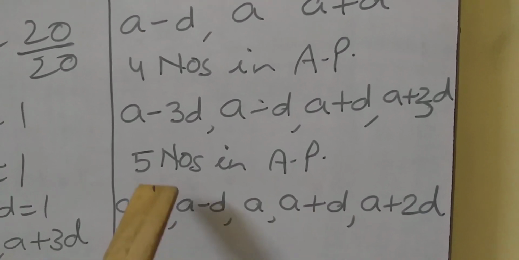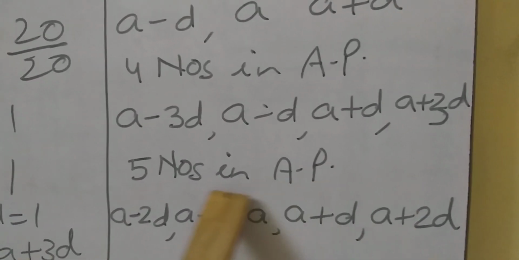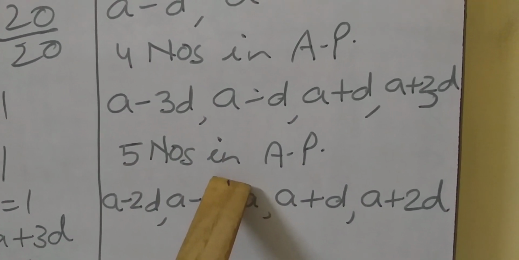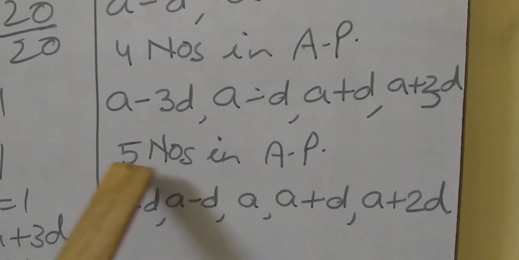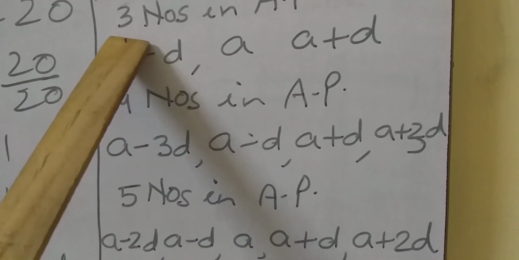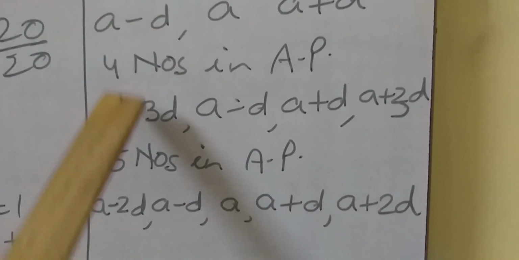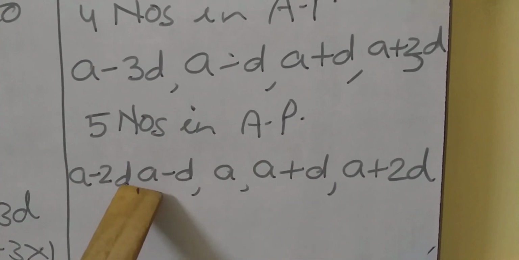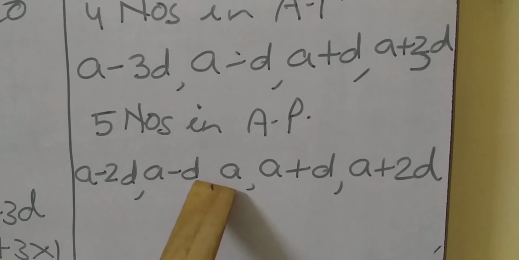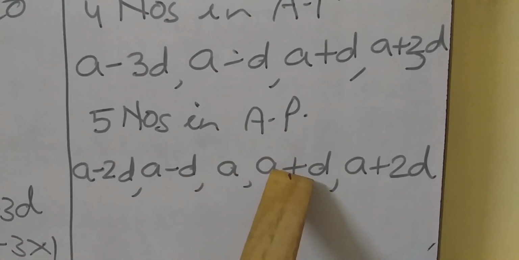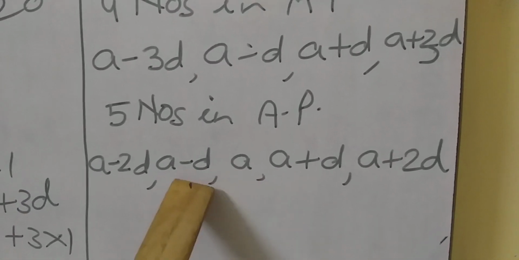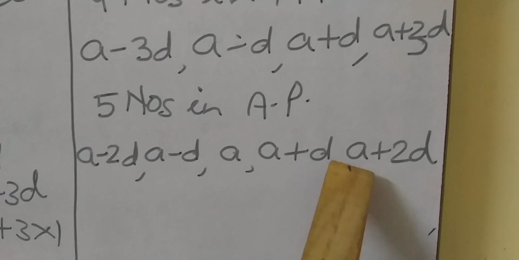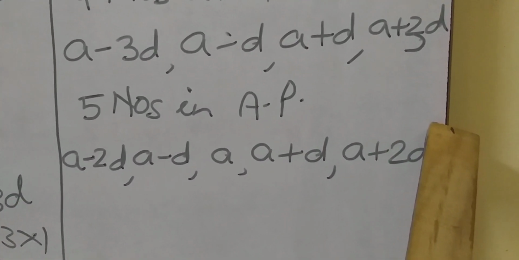Similarly, students, when the question asks about 5 terms, 5 numbers in AP, the same method will be applied. First write A, because these are odd number terms. So when the question asks about odd number terms, we start from A. First write A, then on the left side A minus D, then on the right side A plus D, then write again on the left A minus 2D, then one more term on the right A plus 2D.